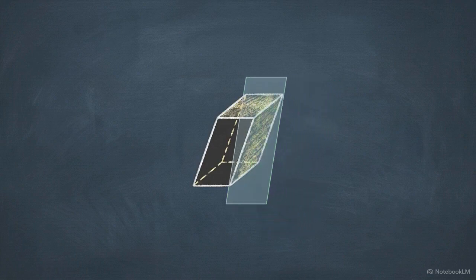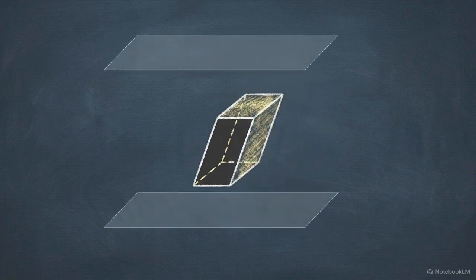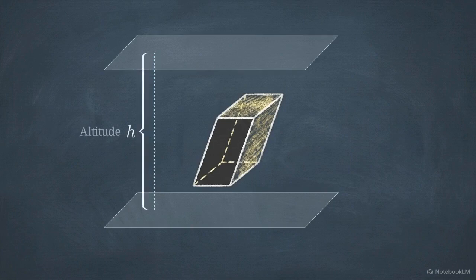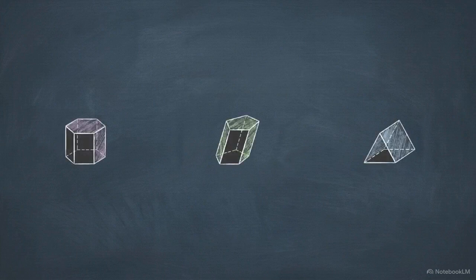Regardless of how slanted the edges are, the prism maintains an altitude, denoted by h. This is always the strict perpendicular distance between the two base planes, not the length of the slanted edge itself. Because these properties dictate the geometry, standard naming conventions require us to identify both the edge orientation and the shape of the two-dimensional base. Look at the first shape.